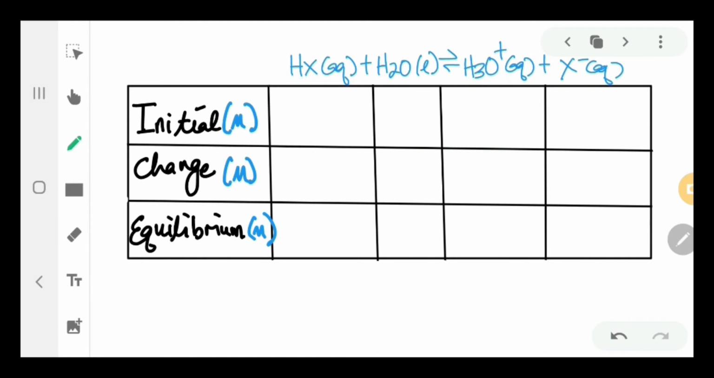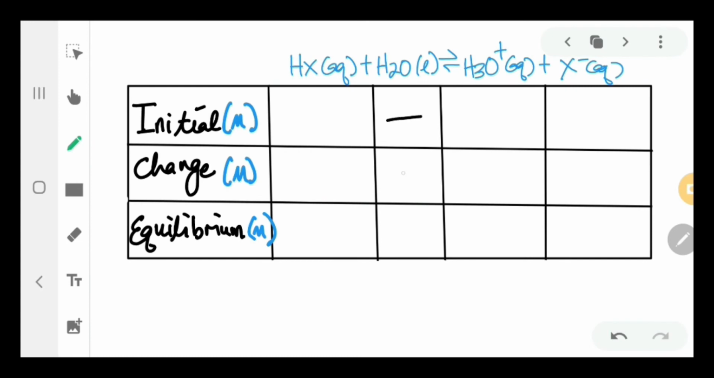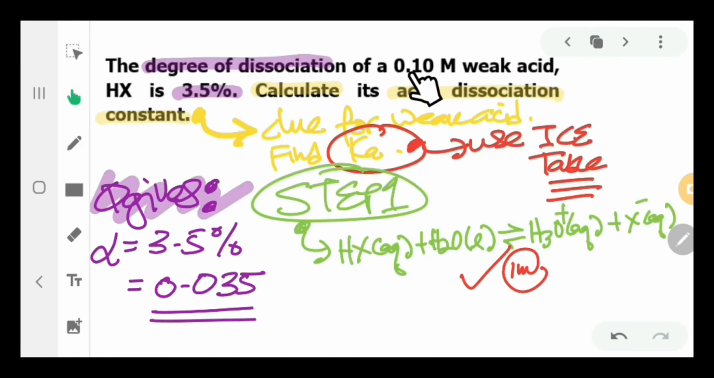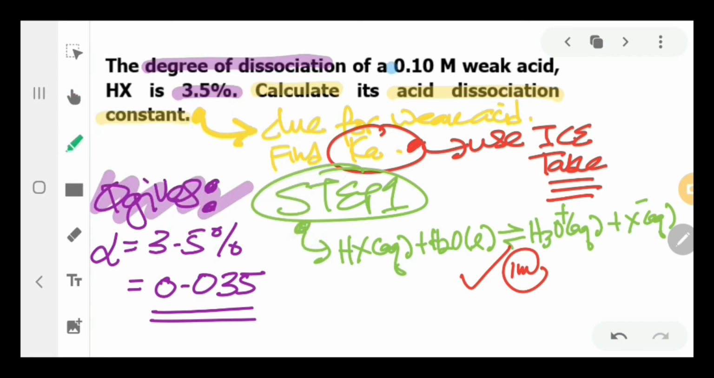So your ICE table will look like this. Remember, that one is your pure liquid, so pure liquid will not be part of the ICE table, nor part of the Ka. The initial concentration for HX is given, which is 0.10 molar. So this is the initial concentration of the weak acid.